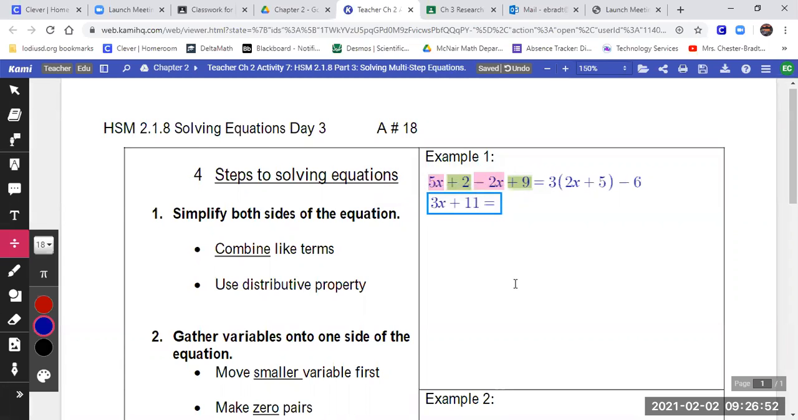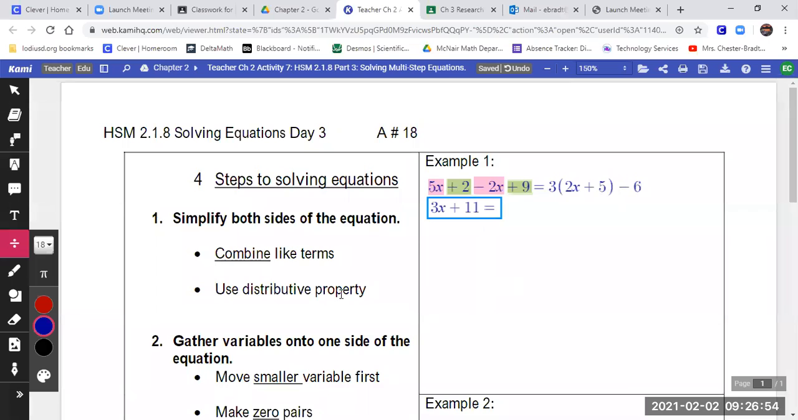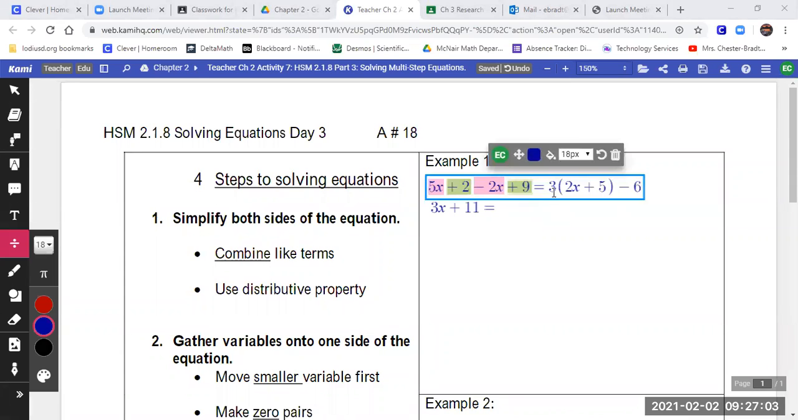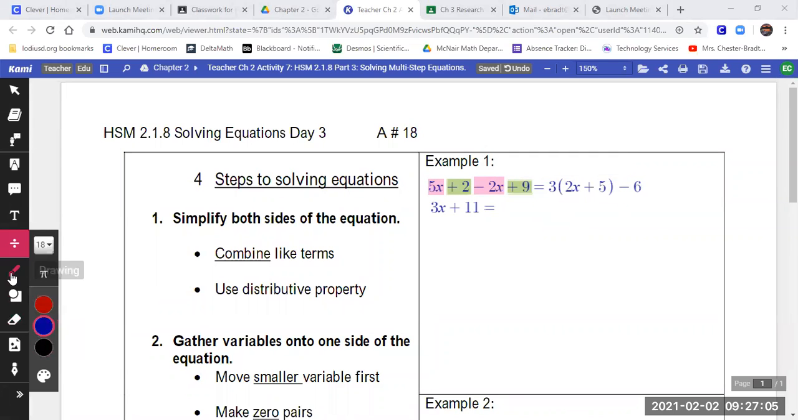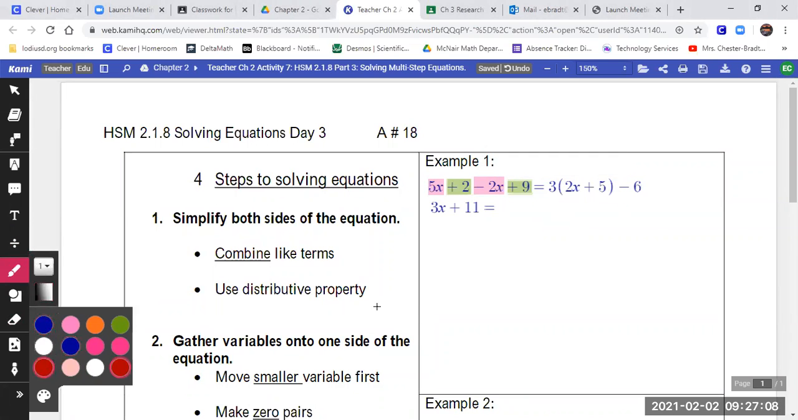Now we have to go work with the other side, and that's to use the distributive property. When we use the distributive property, what does this 3 on the outside really mean? What math operation does that 3 on the outside really mean? Multiplication. And it means multiply both pieces, not just one, both of them, okay?